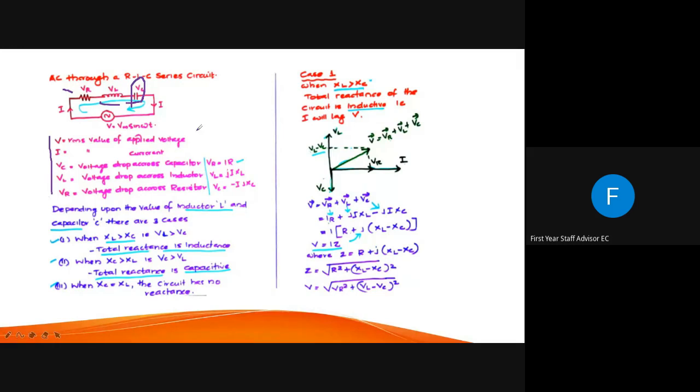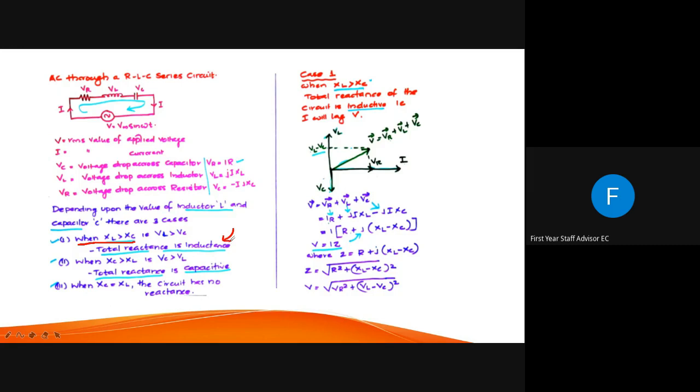So based on that, we have three conditions. The first condition, I'm marking here: inductive reactance is greater than capacitive reactance. So the total circuit behaves like an inductive circuit.